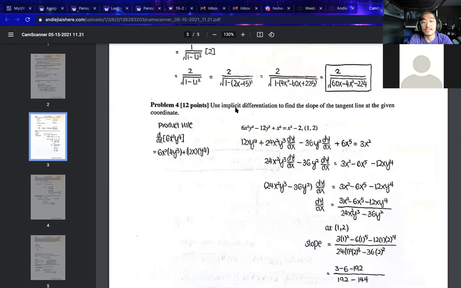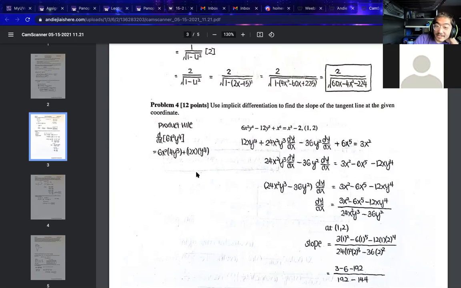For problem 4, this is implicit. Here you use the product rule first. You get 6x squared times y to the fourth, and then 4y to the third, and you get 12x as the derivative of this, times y to the fourth.